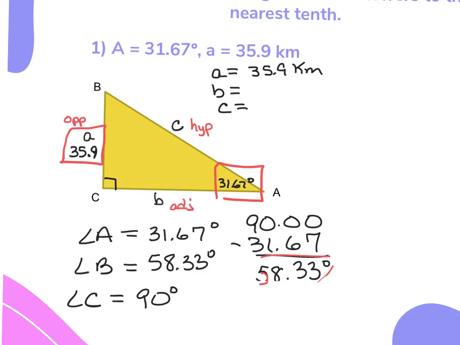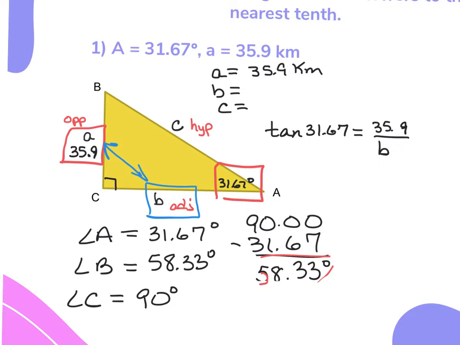Now what I'm going to do to find B and C, I'm going to figure out which trig ratio uses opposite and adjacent, my given and what I'm trying to find. Which trig ratio uses opposite and adjacent? Tangent. So what I'm going to do here is the tangent of 31.67 is equal to opposite over adjacent, which is little b.